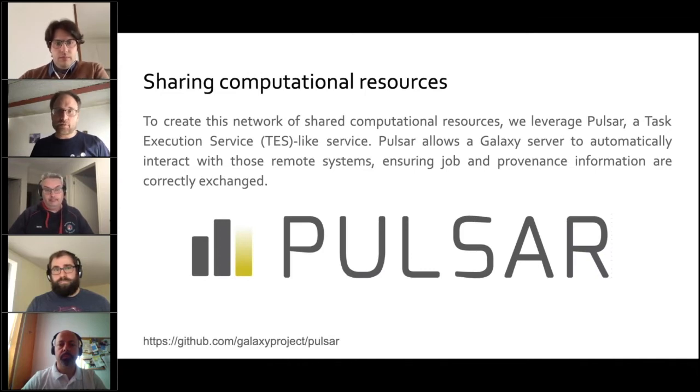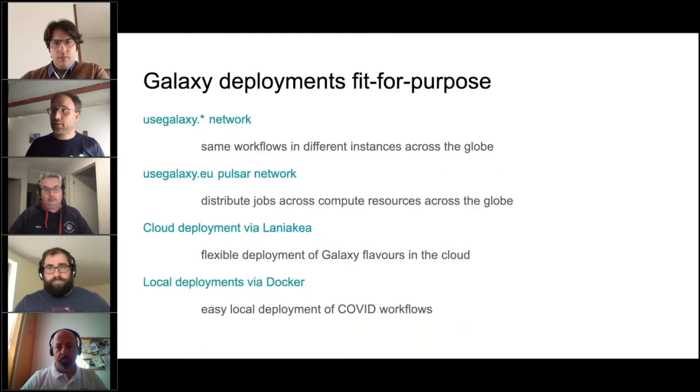Central around this is Pulsar, which is a program that has been developed within Galaxy to distribute the jobs of a Galaxy server across different compute resources, and we will go into more detail how we've deployed this both within Galaxy and across the cloud resources to make this possible. You can find more information on the GitHub link at the bottom.